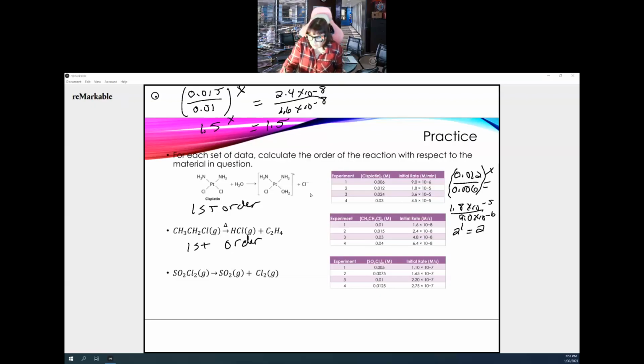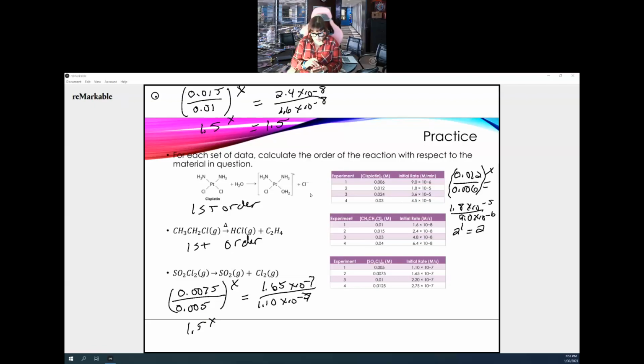So in the second row, we have 0.0075. We're going to put that over the first row, 0.05, and that's got some exponent to it. We have our second row's rate, times 10 to the minus 7th, divided by the first row's rate, 1.10 times 10 to the minus 7th. Nope, that's not 5th, that's 7th. And we see what that looks like. So 0.0075 over 0.05, and again, that gives me 1.5.